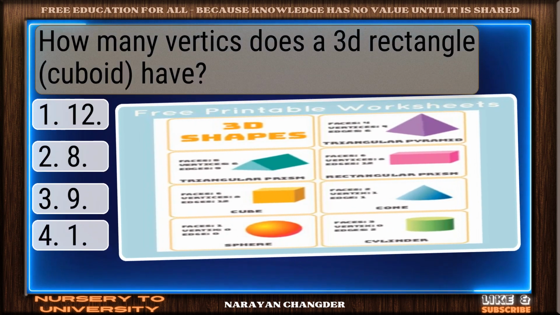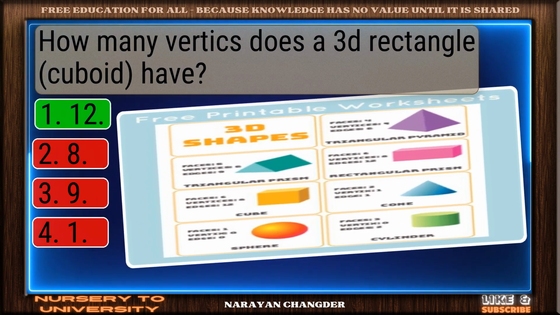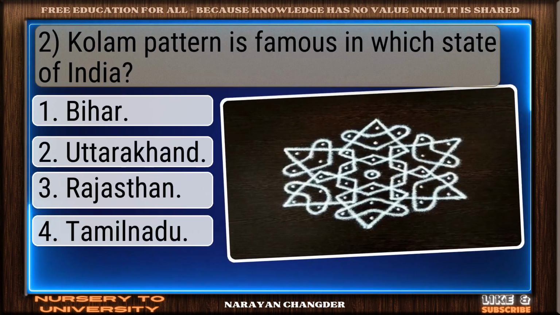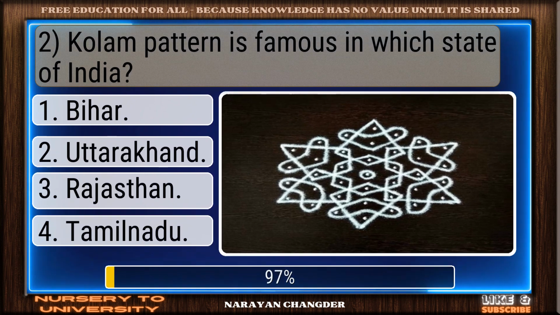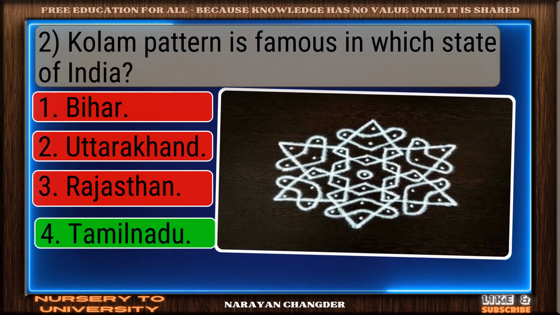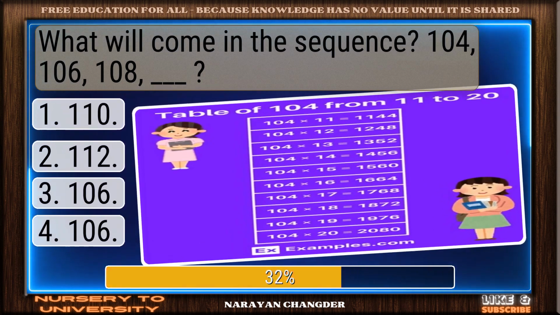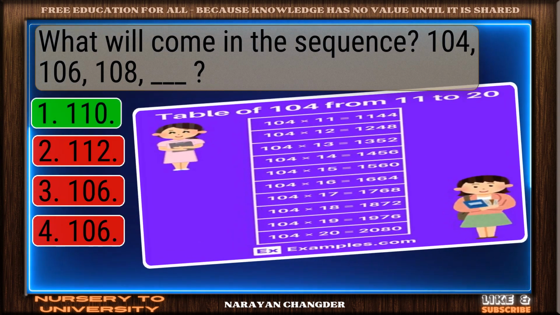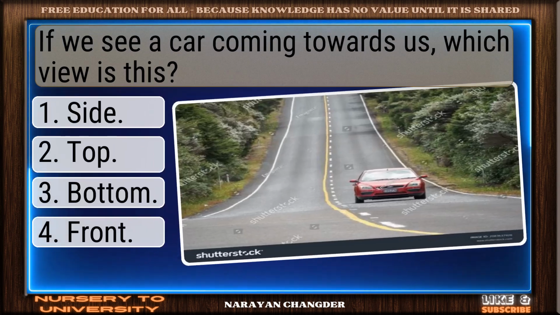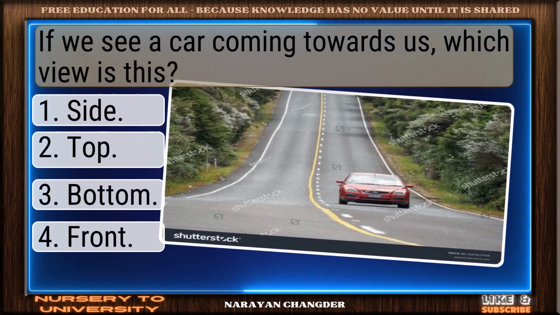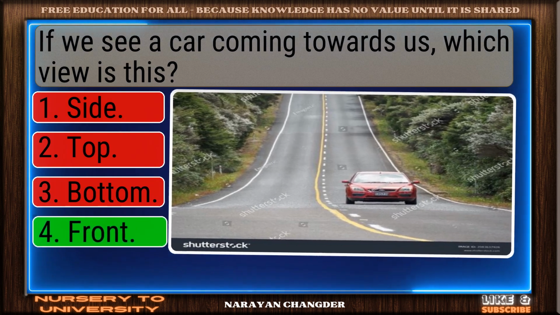How many vertices does a 3D rectangle have? Smart move. 12 is an accurate answer. Pseudo-column pattern is famous in which state of India? Solid response. Tamil Nadu is a valid choice. What will come in the sequence? 104, 106, 118 dash. Clear logic. Your choice 110 is sound and 100% true. If we see a car coming towards us, which view is this? Great thinking. Front is the right choice.